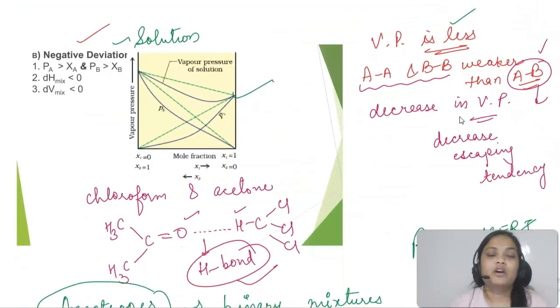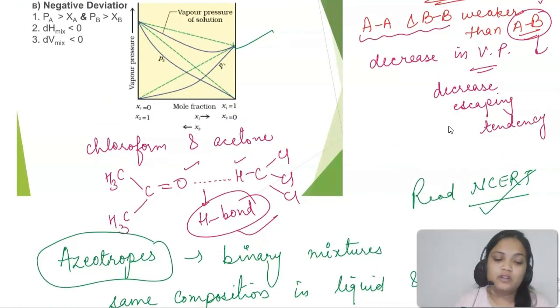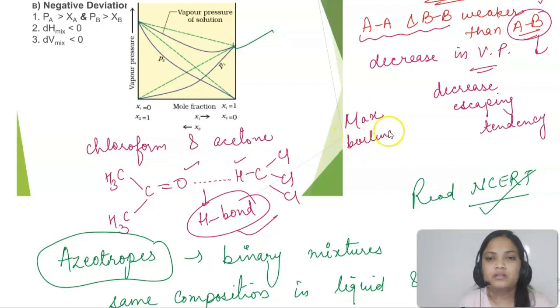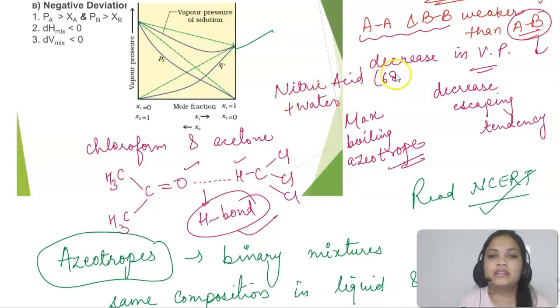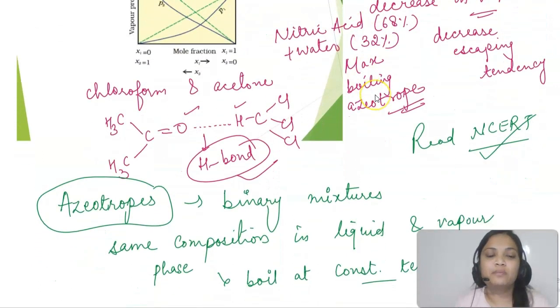Now the one that shows negative deviation from Raoult's law forms a maximum boiling azeotrope. Maximum boiling azeotrope means the boiling point will be more than that of the two components. A mixture of nitric acid and water is the maximum boiling azeotrope, in which there is 68% nitric acid and 32% water.